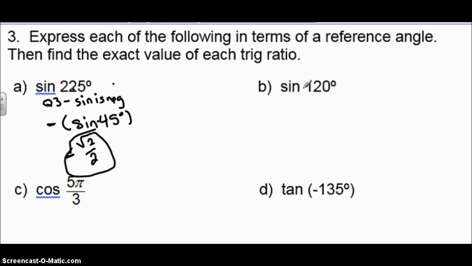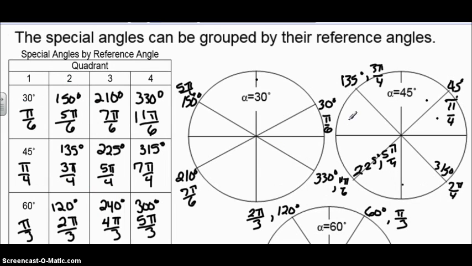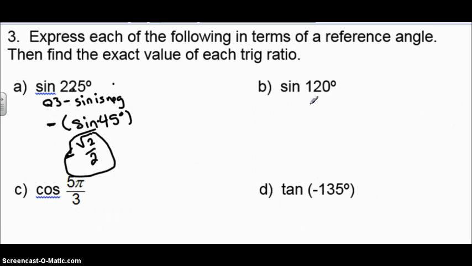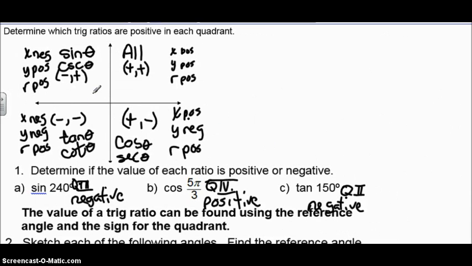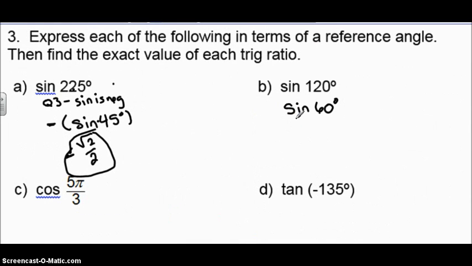So sine of 120 degrees. Looking back, 120 degrees reference angle is 60. So this would be the sine of 60 degrees. But 120 is in which quadrant? The second quadrant. And in the second quadrant, sine is positive. So it's just going to be positive. So sine of 60 degrees is square root of 3 over 2. So that's my answer.